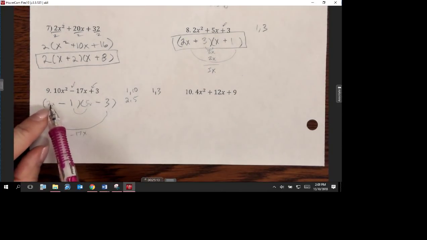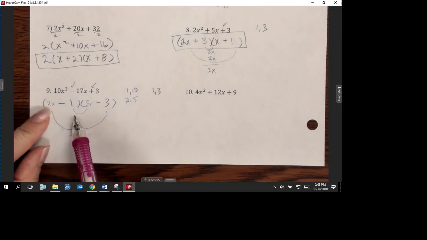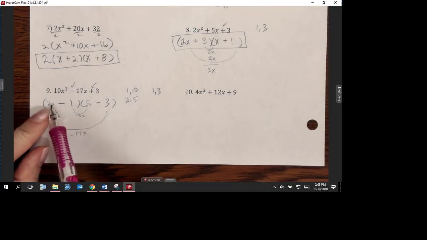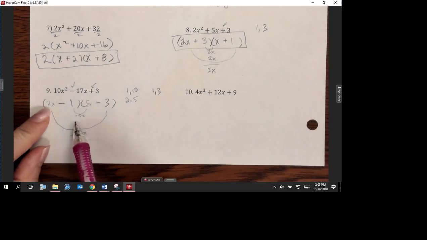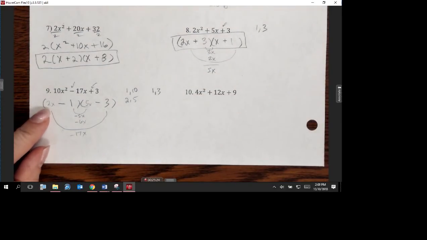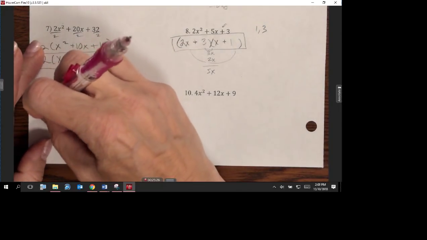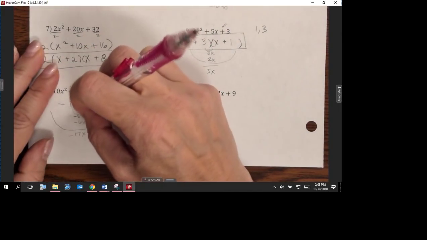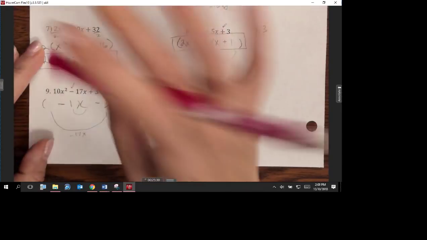So now I'm going to multiply together. 1 times 5x, that's going to give me negative 5x. Multiply 2x times negative 3, that's going to give me negative 6x. Does that add to be negative 17? Nope. Well, I did not pick the right ones. So I will erase and try again.